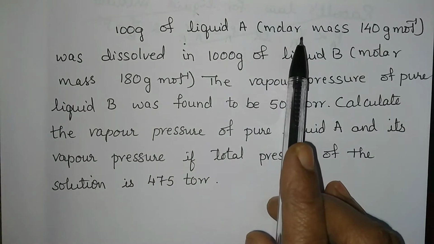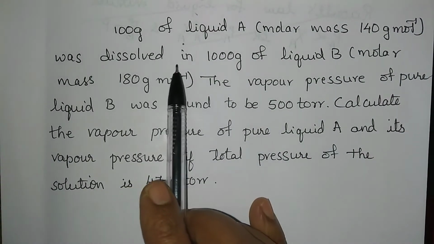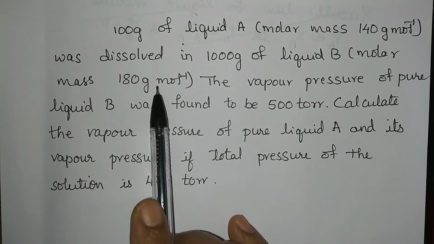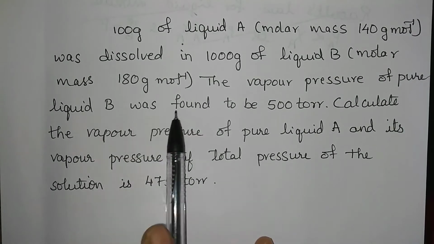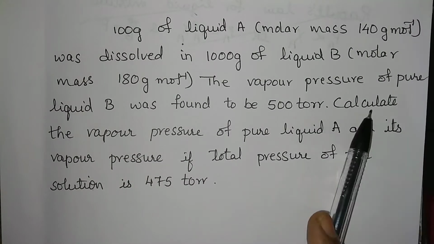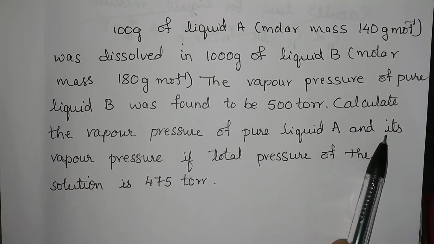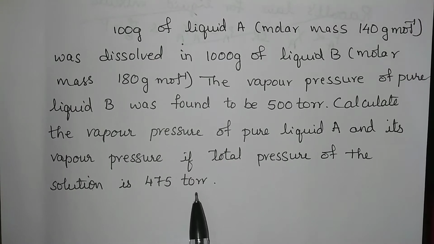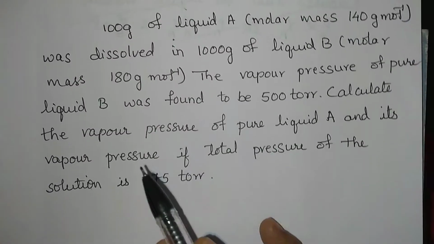100 gram of liquid A, molar mass 140 gram per mole, was dissolved in 1000 gram of liquid B, molar mass 180 gram per mole. The vapor pressure of pure liquid B was found to be 500 torr. Calculate the vapor pressure of pure liquid A and its vapor pressure if the total pressure of the solution is 475 torr. So now let us solve the problem.